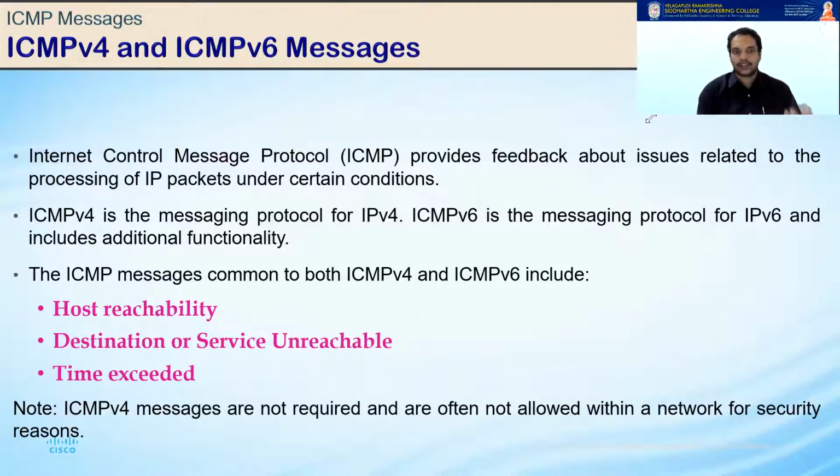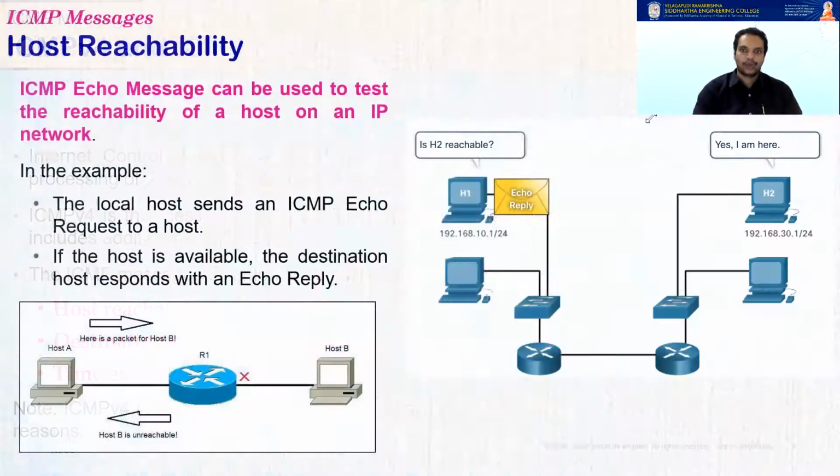Let us talk about these three types of messages that are common to both version 4 and version 6. First, the host reachability message. There are usually two messages, ICMP echo request and echo reply. These messages are used to test the reachability of a host on an IP network. A local host sends an ICMP echo request to a host. Once the host receives this echo message, it is expected to send an echo reply back. Once you get the echo reply, you know that the host is reachable through the network.